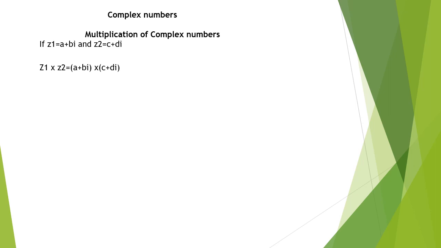Now we multiply each term with the other. For instance, in this z1 it is a plus bi. When we open the bracket, it will be a into (c plus di) plus bi into (c plus di), and we get ac plus adi plus bci plus bdi squared. And remember, i squared is equivalent to -1. So where there is i squared, you put -1.